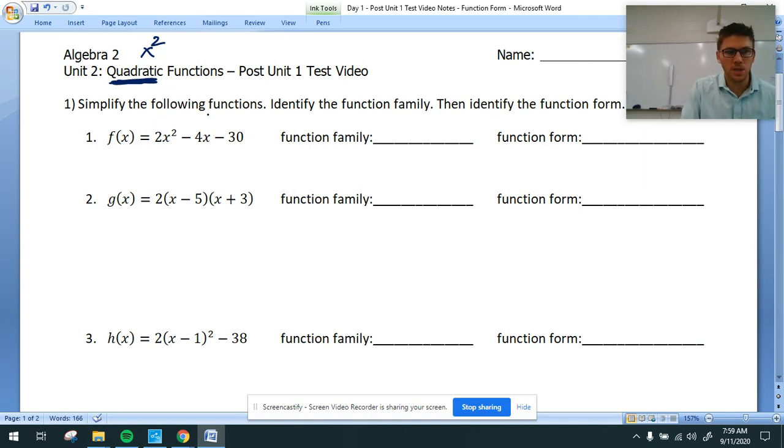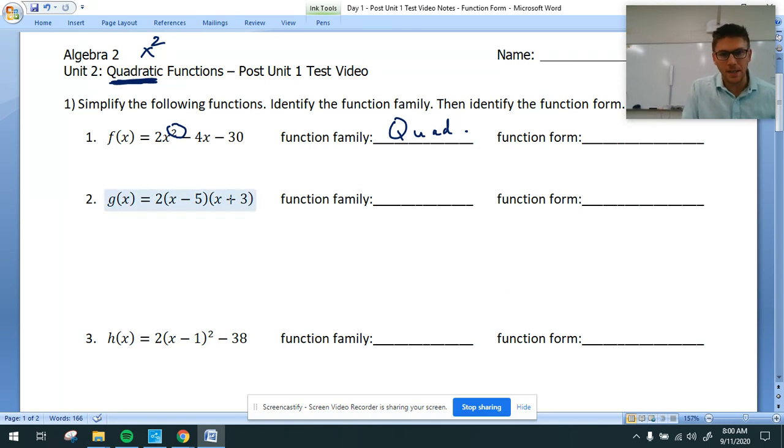So in our first couple examples here, it says simplify the following functions, identify the function family, then identify the function form. Well, I just mentioned this is a quadratic functions unit. Each of these are quadratics. That's the function family. It's not linear or exponential. And I can know that this one's a quadratic because the highest degree is a 2.